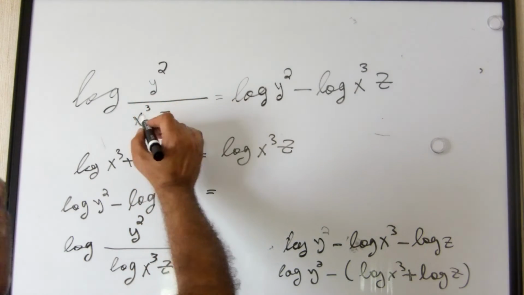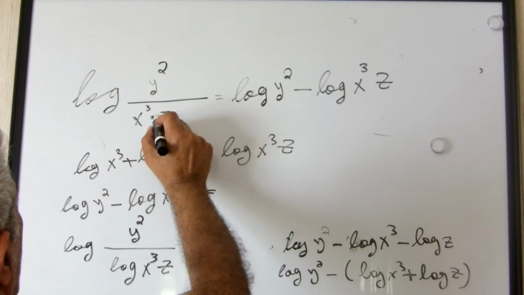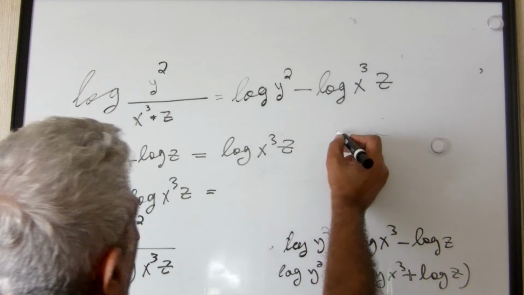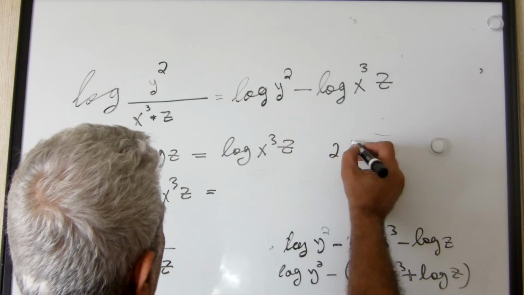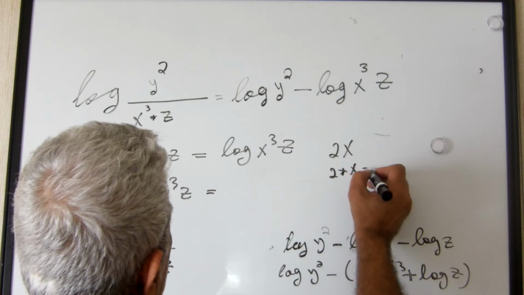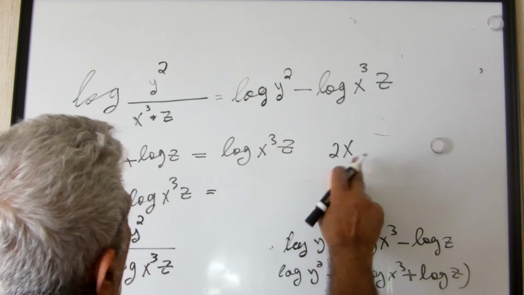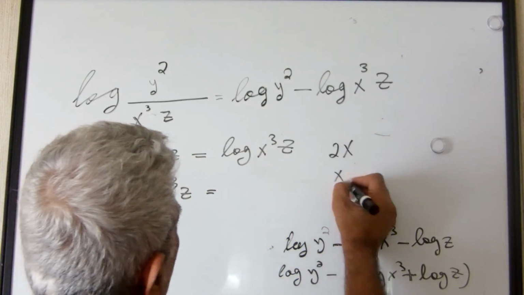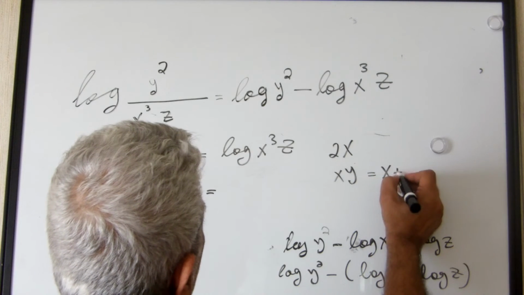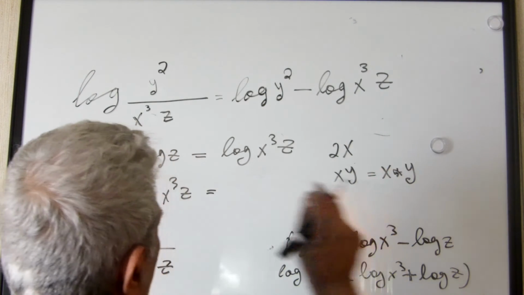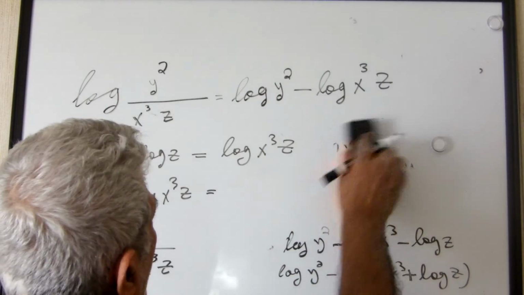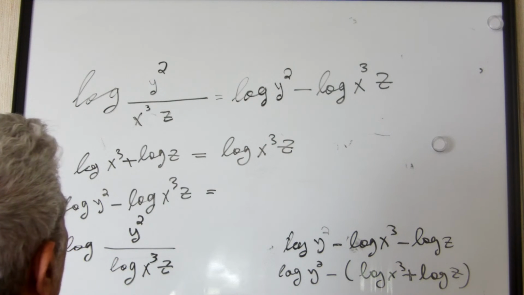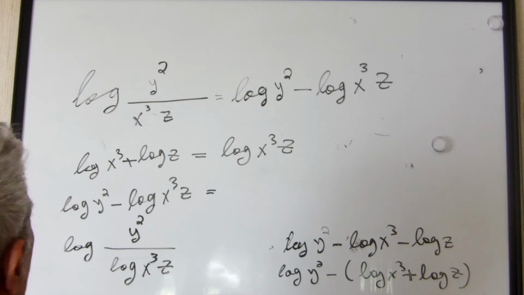These are multiplication. See, the x3 is multiplied by z. Actually, we don't write it. When we write the variable, usually we don't write, say, 2x. We don't write 2 times x. It's just 2x, which is 2 multiplied by x. Or here x and y, it's x multiplied by y. Okay. So this is one of the things that you should know about logarithm.